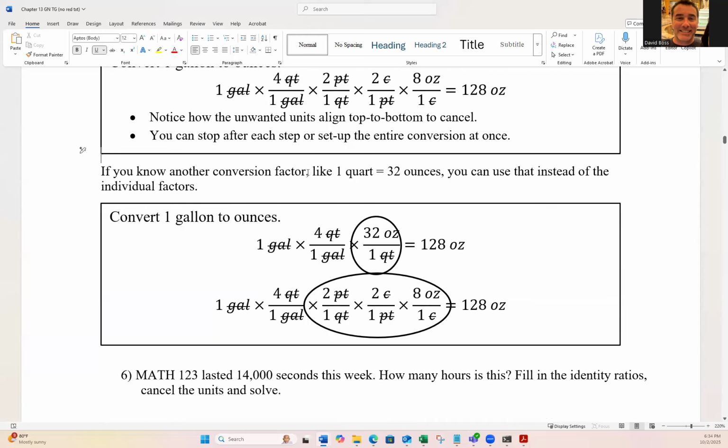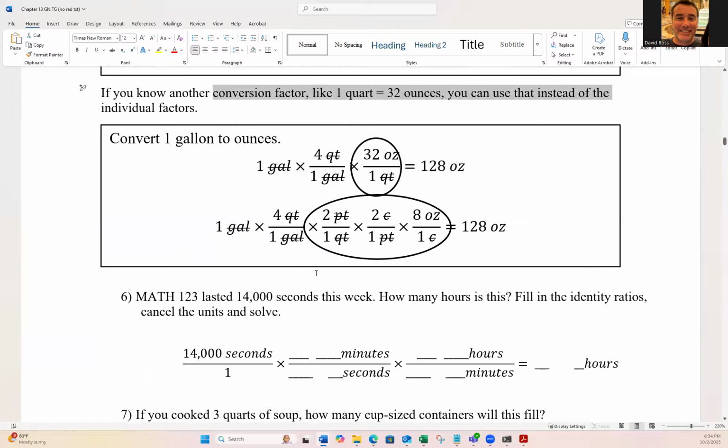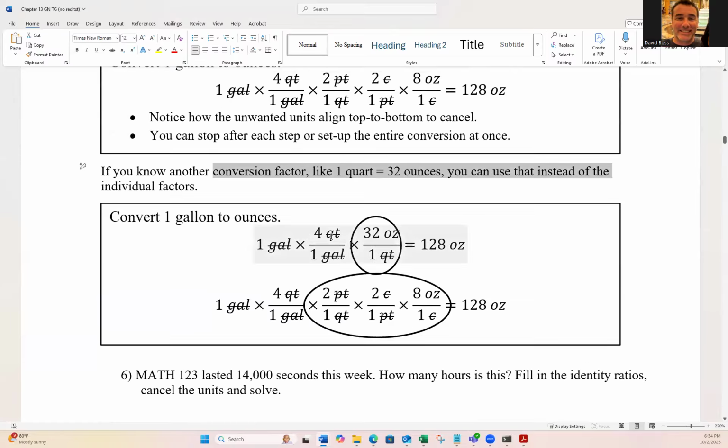All right, then here they're saying, well, if you know 1 quart equals 32 ounces, you can skip a step and go quarts straight to ounces. So it's still the same thing. 1 gallon times 4 quarts over 1 gallon. Gallons cancel out. 32 ounces over 1 quart. Quarts cancel out. So you have 1 times 4 divided by 1 times 32 divided by 1. Still gives you 128.